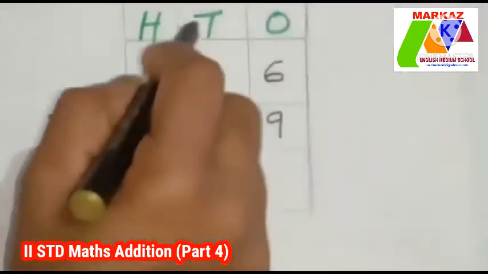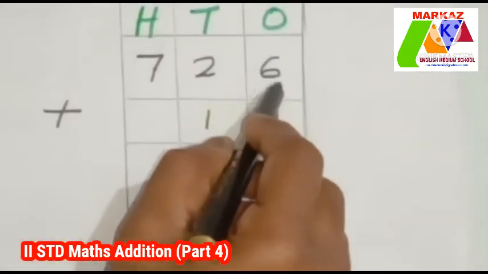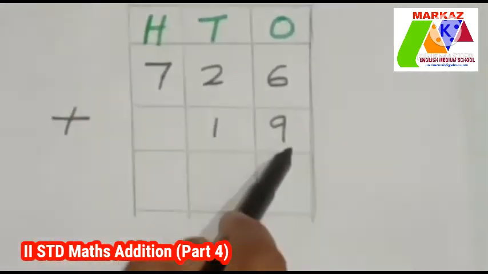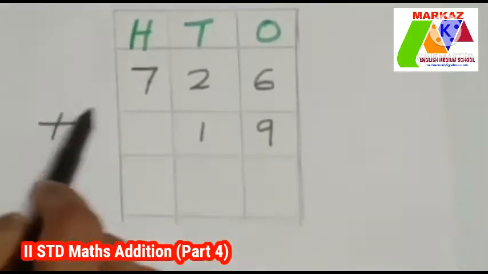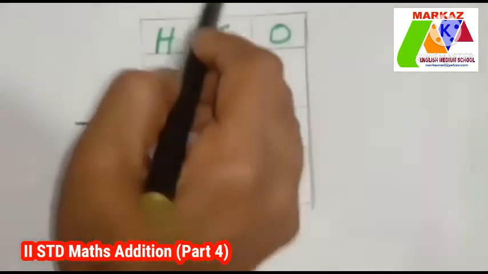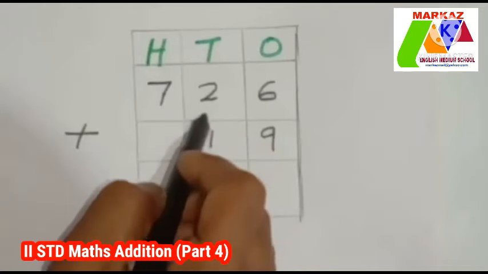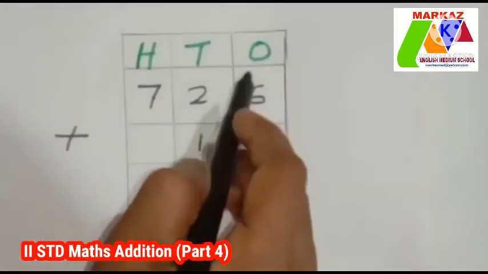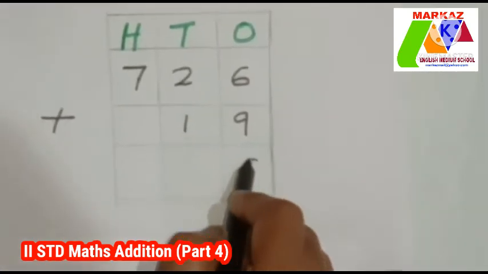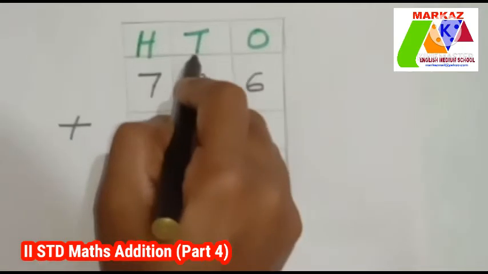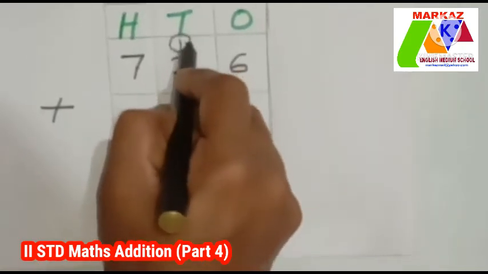Let's add the numbers in ones place first. 6 plus 9, 15. 15 is a 2-digit number. So, it has 1 ten and 5 ones. So, we write 5 ones in ones column and 1 ten carry forward to tens column.